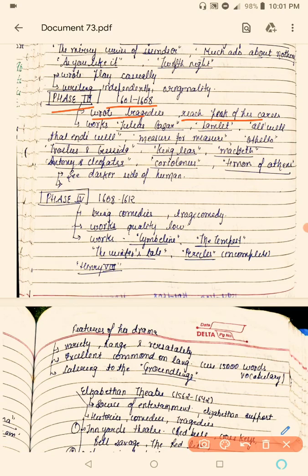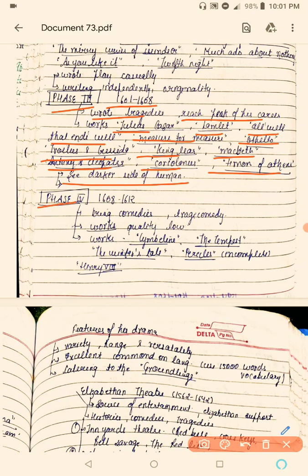Very important works were written in this phase, like Julius Caesar, Hamlet, All's Well That Ends Well, Measure for Measure, Othello, Troilus and Cressida, King Lear, Macbeth, Antony and Cleopatra, Coriolanus, Timon of Athens. And he saw the darker side of humans. In this phase, he saw the darkest side of humans.